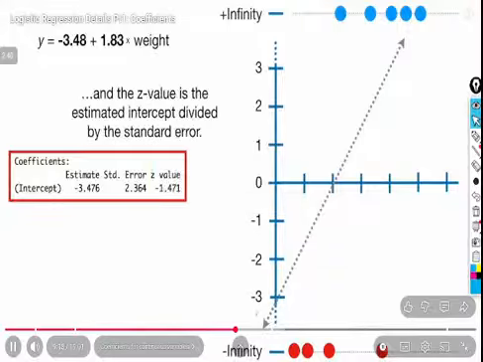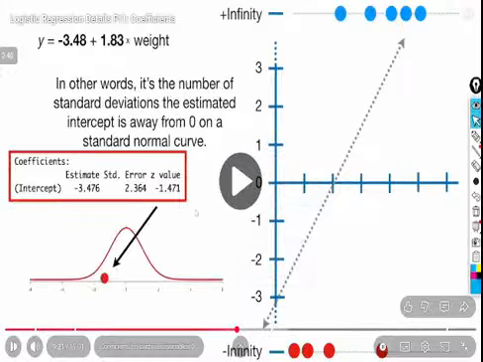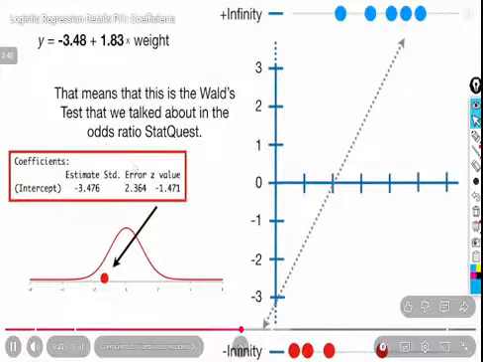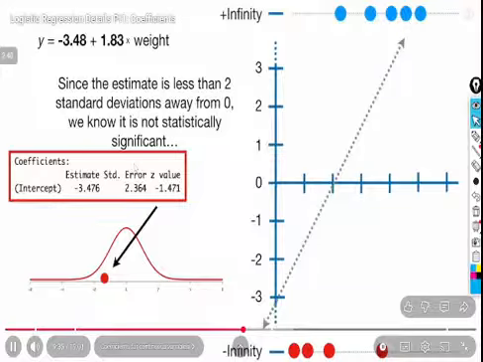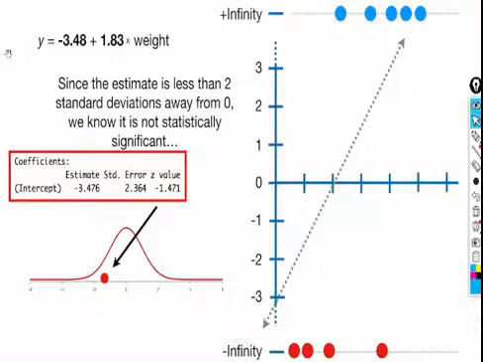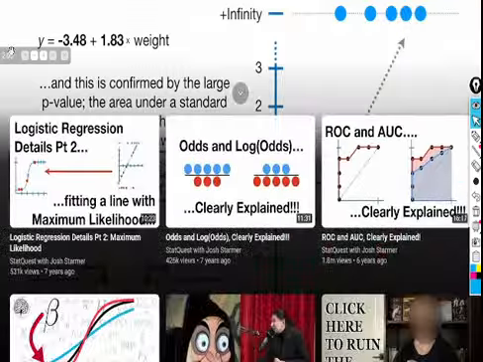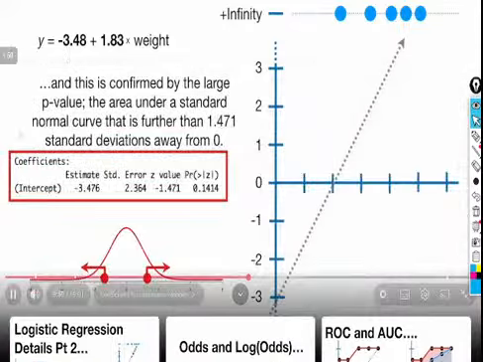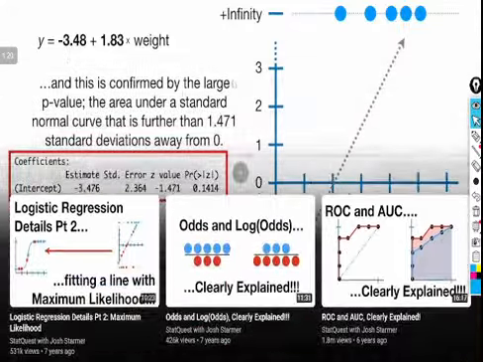And the z-value is the estimated intercept divided by the standard error. In other words, it's the number of standard deviations the estimated intercept is away from 0 on the standard normal curve. That means that this is the Wald's test that we talked about in the odds ratio StatQuest. Since the estimate is less than 2 standard deviations away from 0, we know it is not statistically significant. And this is confirmed by the large p-value, the area under the standard normal curve that is further than 1.47 standard deviations away from 0.